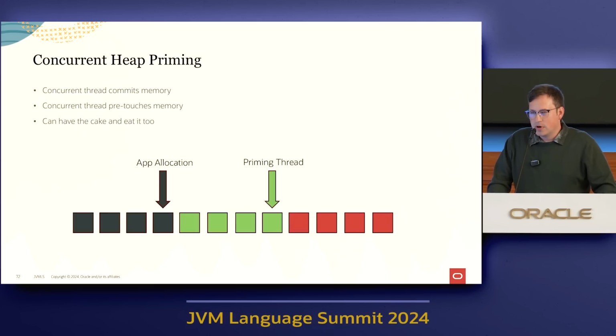So instead we have concurrent heap priming. This works a little bit like curling in the sense that we're warming up memory that's ahead of the application threads and making sure that it's committed and paged in. And this way we can start with a very small heap size and ensure that whenever the application is allocating memory, we're a few steps ahead of heating up memory. So it's going to be very nice.